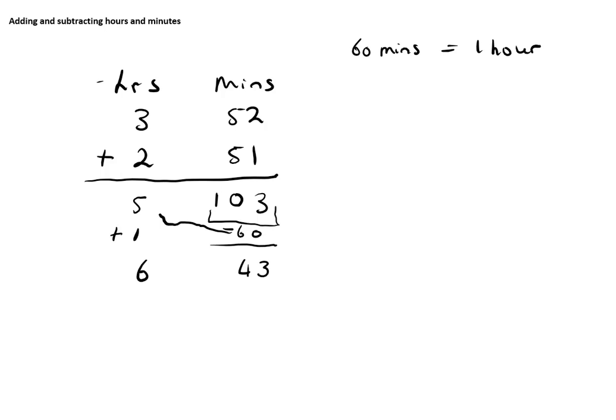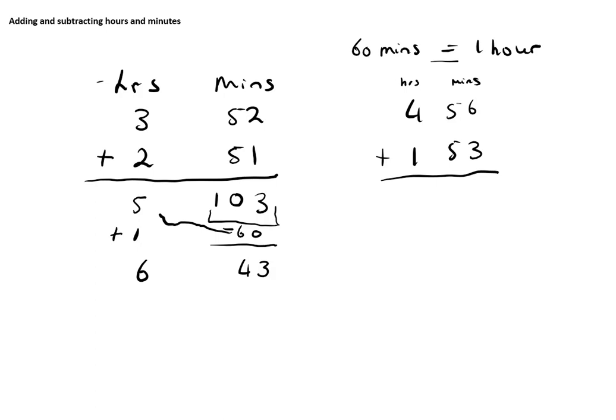Let's take another example of that. This time we'll do 4 hours and 56 minutes. There's our hours, there's our minutes. 4 hours and 56 minutes and 1 hour and 53 minutes. Remember that this just applies when adding time, because 60 minutes is 1 hour.